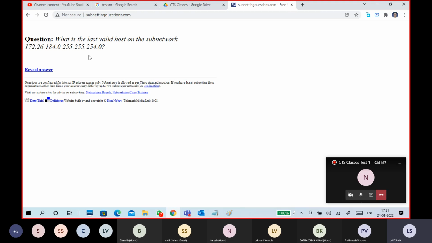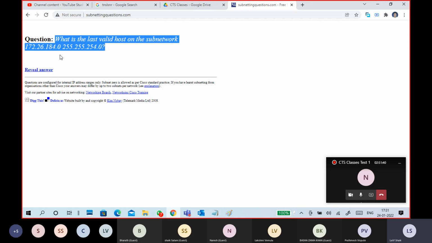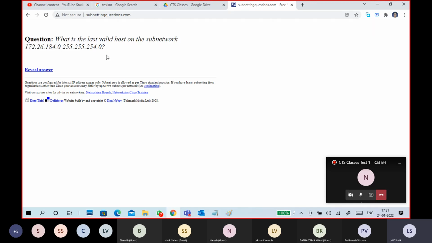In a pure networking-based interview, they will ask a question like this. They put an IP address and maybe a subnet mask, then ask what is the last valid host on the subnet. You have to calculate immediately. There are no other chances; you don't get a pen and paper.